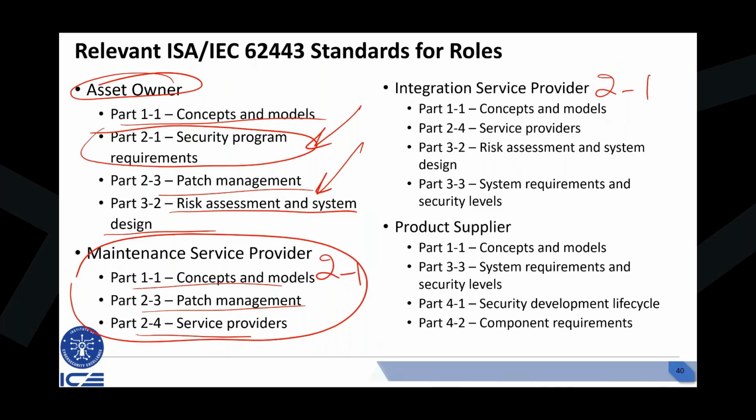If you're a product supplier, then obviously your main goal is to build those security features into your products themselves, so that you can get your product certified by ISA for compliance with 4-1 and 4-2. And again, I would say 2-1 is like a Bible. You must read this, or you must at least understand what 2-1 says.